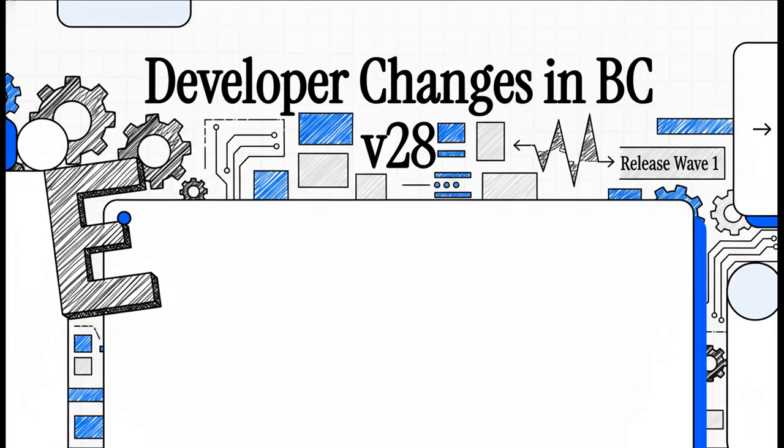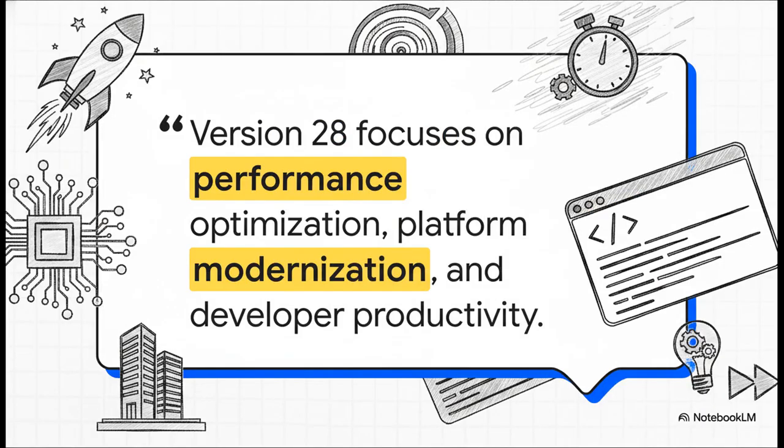Welcome to the Explainer. Today, we are jumping right into the most important developer updates for Business Central's 2024 Release Wave 1, version 28. If you're an AL developer, this is for you. So, this update isn't just some random list of features. It's a really deliberate, strategic move by Microsoft. We're going to organize this whole explainer around three core themes: performance, modernization, and productivity. Because that's what really tells the story of where this platform is going.